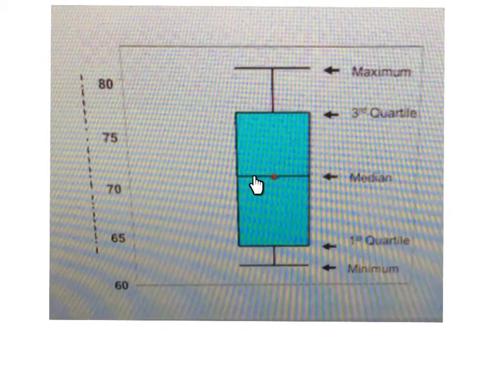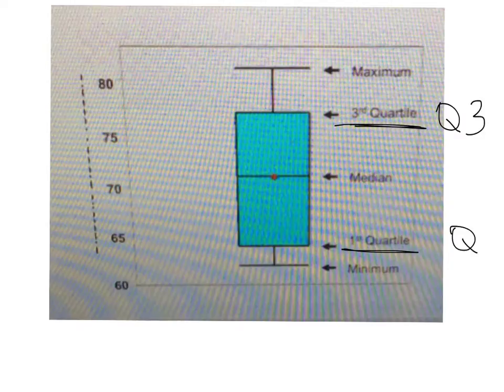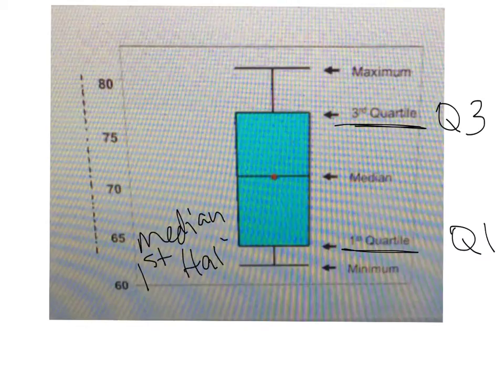Then the middle number is your median, which, remember, is your middle number if you put your numbers in order. And then the main things you've got to remember, the new things, are the first quartile and third quartile. We'll call them Q1 and Q3. Q1 is the median of the first half of the data, and Q3 is the median of the second half.